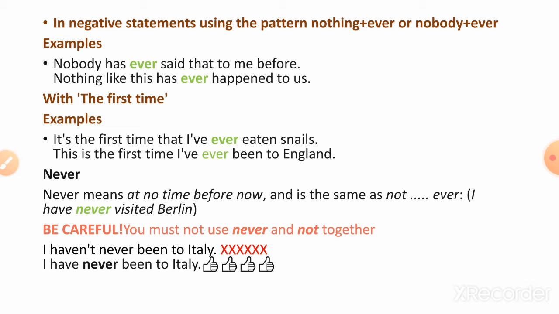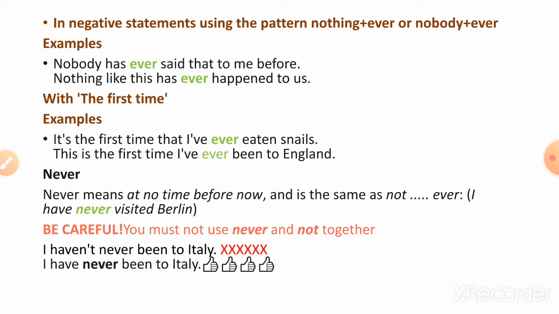Never means at no time before now, and is the same as not ever. I have never visited Berlin. No need here to use I have not ever visited Berlin. Instead of not ever, we can use never. Be careful, you must not use never and not together.